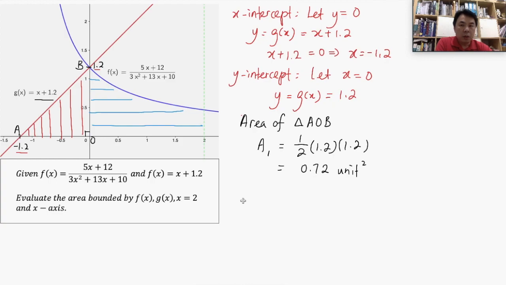Now next we are going to obtain the area under the curve from 0 to 2 here. I hope you guys are okay with getting the area for the triangle. That shouldn't be a problem. All right, now just as a reference, I will write my result here to keep it as a reference. So the area for the triangle is given as 0.72 unit square here.